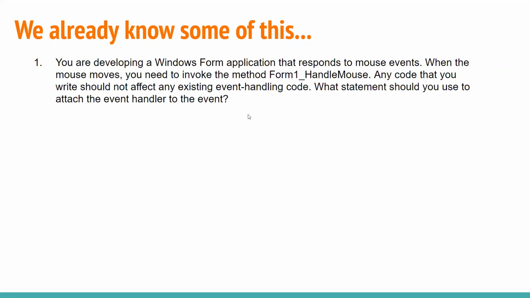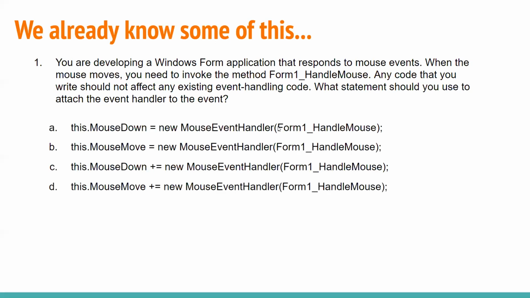So here's an example of one. This is a question from the knowledge assessments at the end of chapter 5. Okay, here's the question. You are developing a Windows form application that responds to mouse events. When the mouse moves, you need to invoke the method called form1_handle_mouse. Okay, so there's a method called form1_handle_mouse, and we want it to run when the event of a mouse moving occurs, okay? Any code that you write should not affect any existing event handling code. What statement should you use to attach the event handler to the event? And there are your choices, guys. So can anyone answer this question for me in the chat, A, B, C, or D? What do you guys think?